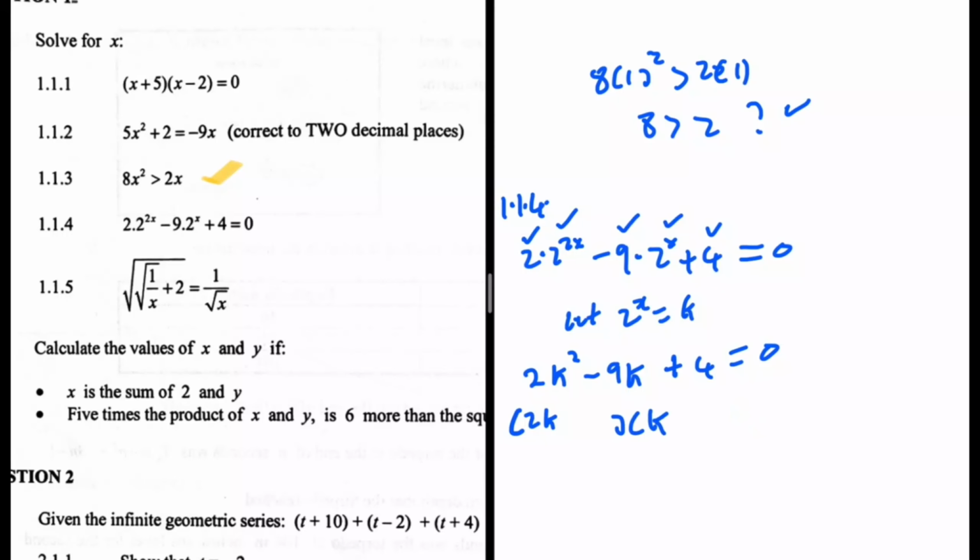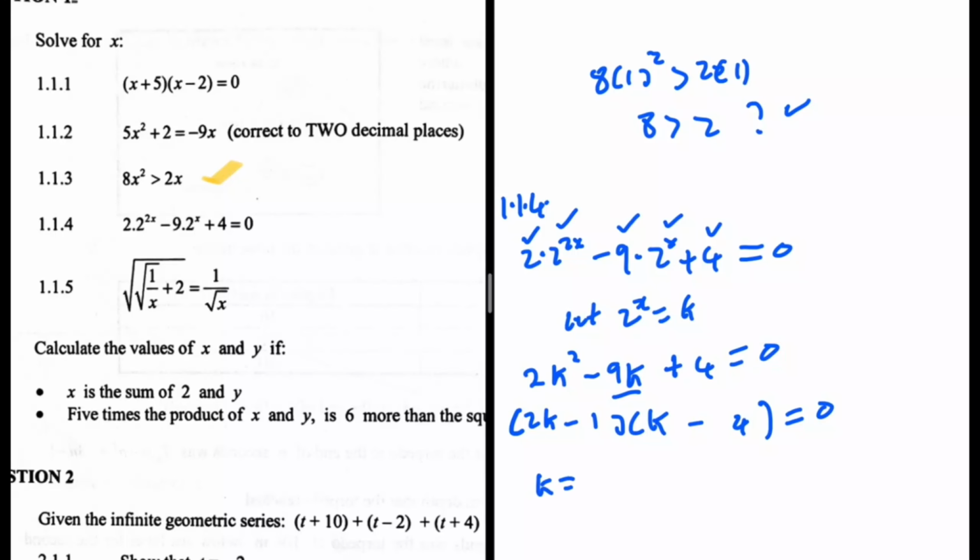So 2k, k. I need to be careful there. I need to make some decisions. I need minus 9k to be the middle term. So how do I then set up my numbers, factors of 4? Can I use 2, 2, or do I use 4, 1? Let's try 4, 1 and see what happens. They both have to be negative so that the answer will be positive. Minus 1 multiplied by minus 4 would give us 4. So minus 8k minus k, that will give us minus 9k. So this works.